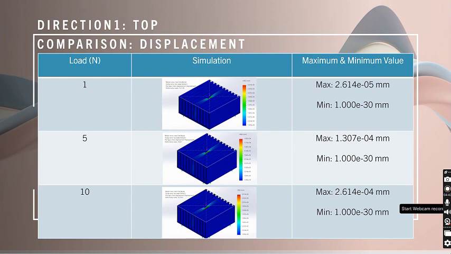Lastly, is a displacement. It's quite the same, while at the maximum load of 10 Newton, you can see that the maximum value is at 2.614 times 10 to the power of negative 4, while the minimum value is the same as the other loads, which is 1 times 10 to the power of negative 30 mm.